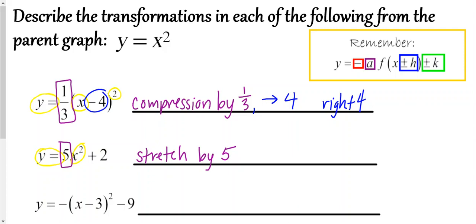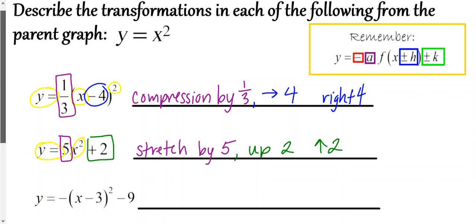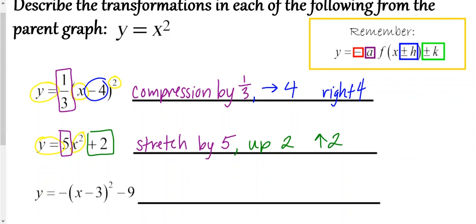And then I have this plus 2. Now it's not inside parentheses, so it's not horizontal. It's considered at the very end. And whenever we have a plus or a minus at the very end, that's our vertical shift. So plus 2, we went up 2. Or again, arrows, up 2. That's fine. Now if you want to pause the video and try this last one on your own, that'd be a great way to check and see how you're doing. If you still need to follow along, that's fine too.